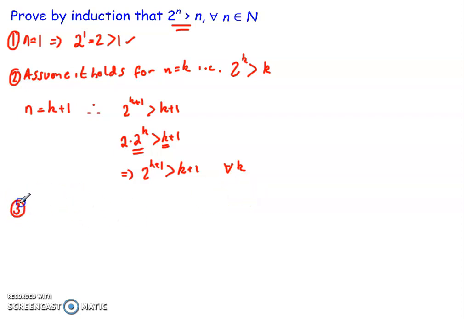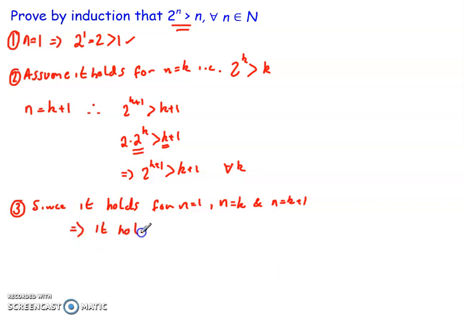Then I have to write my final statement. So what I know is that since it holds for n equal to 1, n equal to k, and n equal to k plus 1, that implies it holds for all n belonging to a set of natural numbers. So again, we've proven it by induction from that.